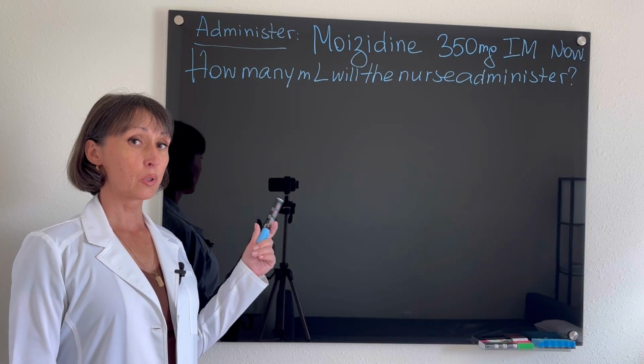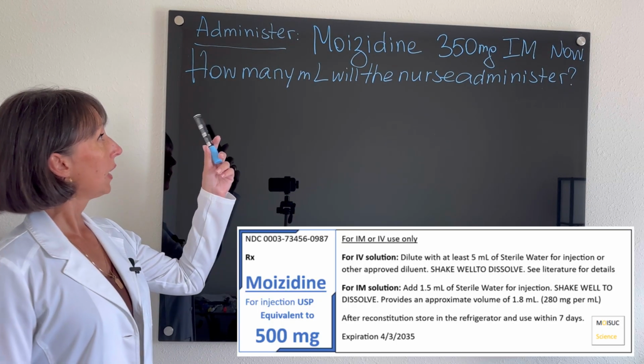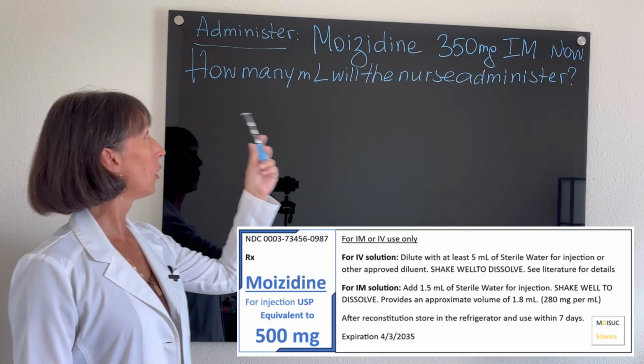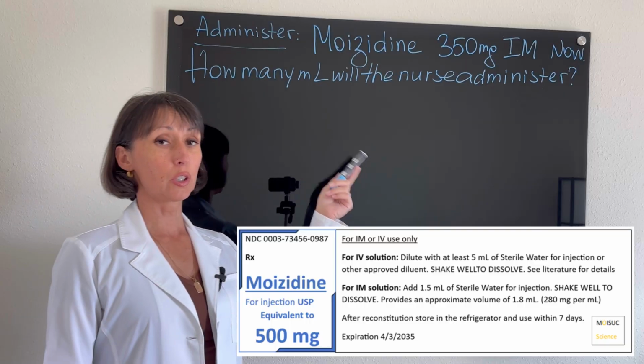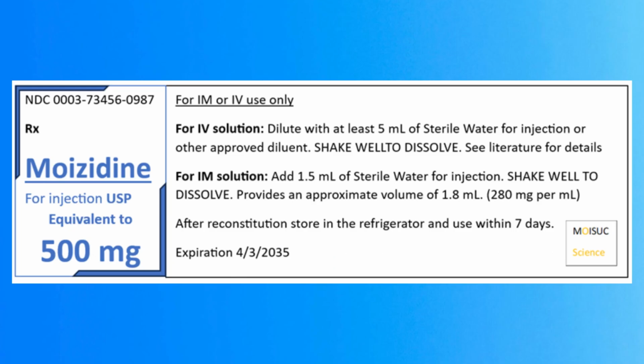In this problem, we also have a label for moisidine and we have an order. Administer moisidine 350 milligram IM now. How many milliliters will the nurse administer? Let's take a look at our label and see what kind of information we can pull out of it to help us solve this problem. And remember, when we need to go from milligrams to milliliters, we are looking for the concentration on the label. How many milligrams are equal to how many milliliters?